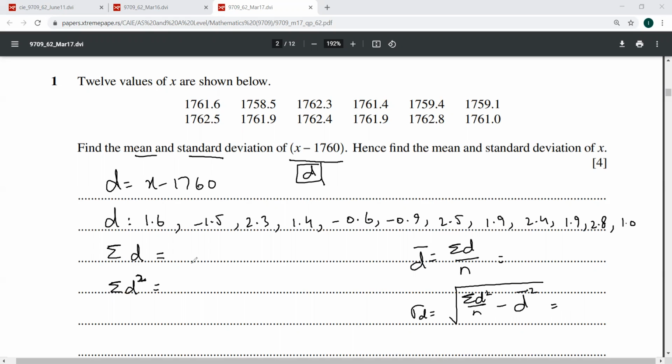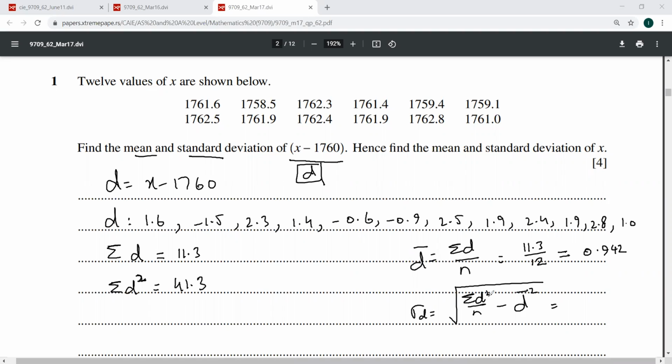Sir, sigma d is 11.3. Okay, and give me quickly sigma d squared. So through the calculator, we got sigma d is 11.3, sigma d squared is 41.3. So now, can you tell me what is this mean, 11.3 over 12? Sir, 0.94. This should be correct to 3 significant figures, by the way. Is that exactly 0.94? Sir, 0.9417. 0.942. Okay, 0.942.